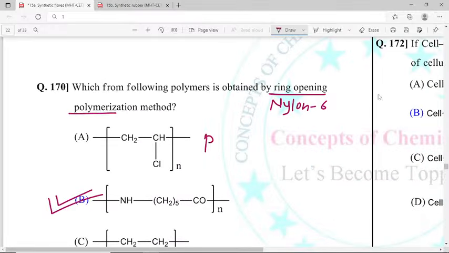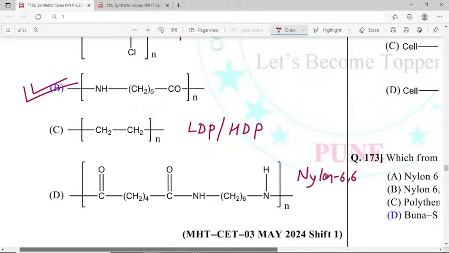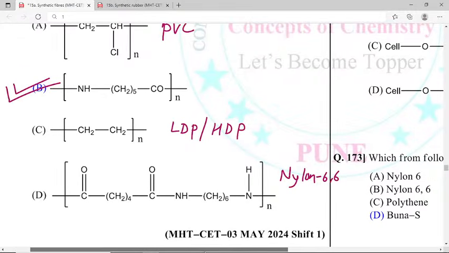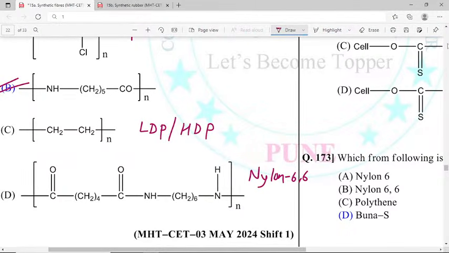This is PVC actually, polyvinyl chloride. Option C is LDP or HDP, both are the same in polymeric form, and this is nylon 6,6. Total 4 plus 2, 6 and 6, nylon 6,6. So option D is nylon 6,6, option C is LDP, HDP, and option A is PVC. Option B is nylon 6.